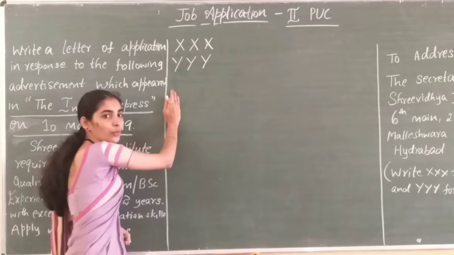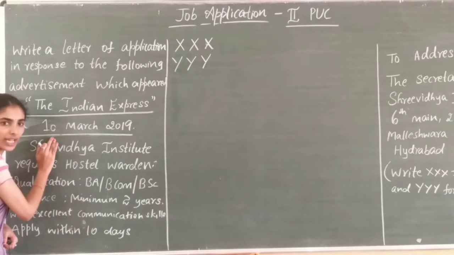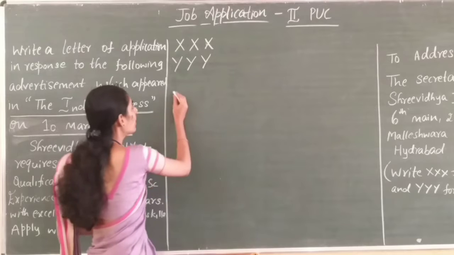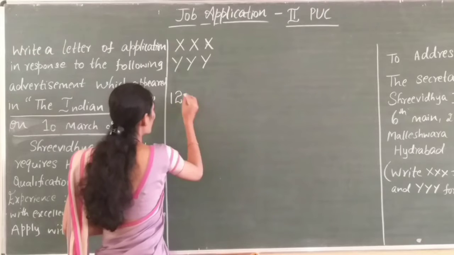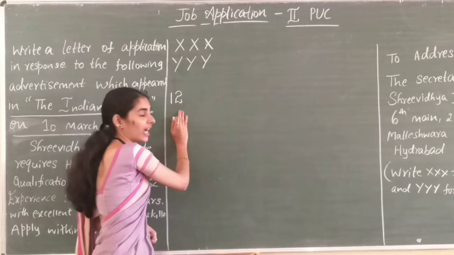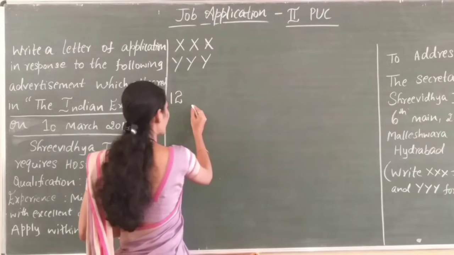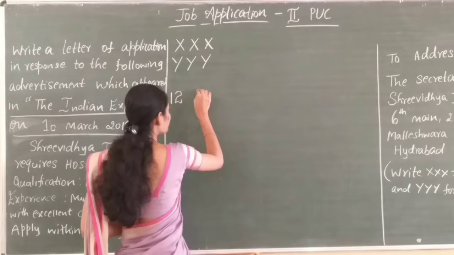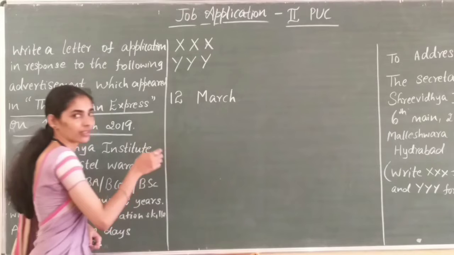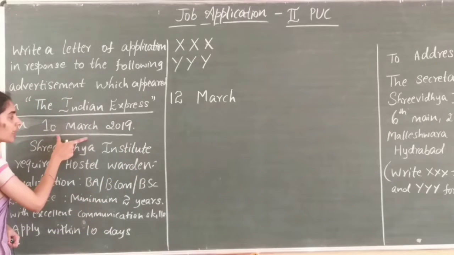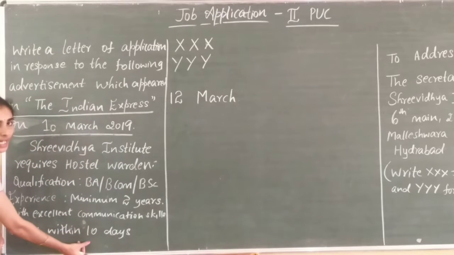Date. So what would be the date? The advertisement appeared on 10th, right? So you are writing the letter on 12th, okay? 12th, and there should not be any hyphen or commas or full stop or any punctuation marks. So what is the right way of writing the date? 12th, date, and then March. Look at here, don't write some other month. It has appeared on 10th March 2019 and you have to apply within 10 days.